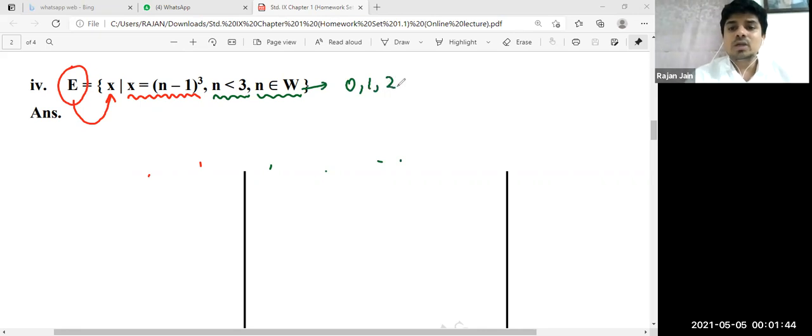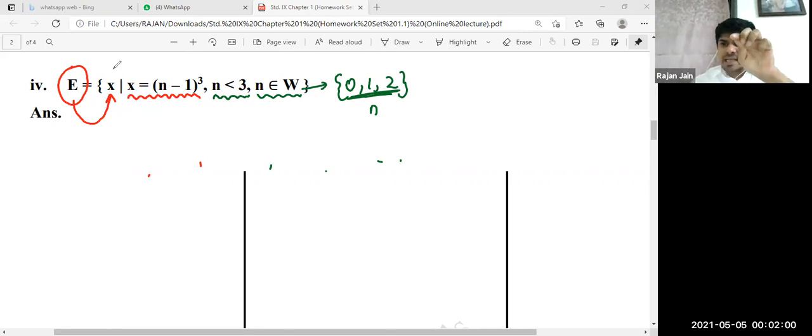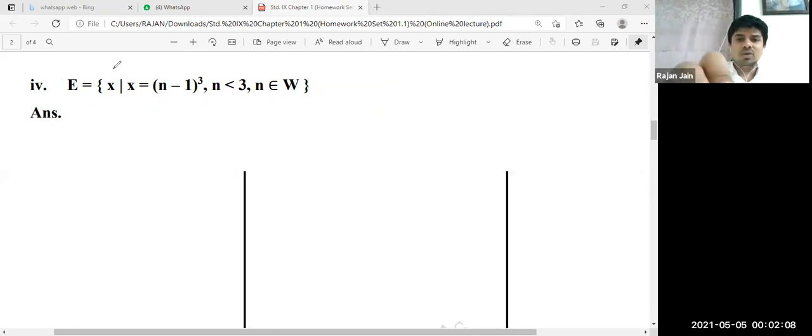0, 1, 2. Many students will directly say that this is the set. No, this is not the set. क्योंकि ये किसके values हैं? These are the values of n, and E is a set of what? E is a set of x. So you need to get the value of x using the formula and substituting the value of n over there. Okay, so अभी देखो कैसे लिखने का.